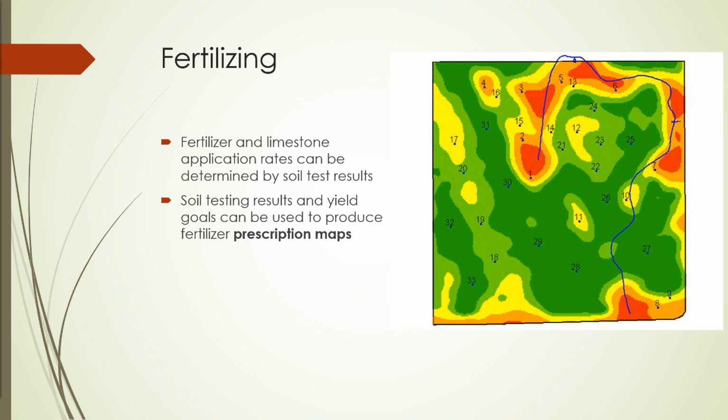Here's an example of a field broken down into management zones. These zones are used for soil sampling. Then the results can be entered in, and the correct amount of limestone, for example, would be variable rated as the application unit goes across them.